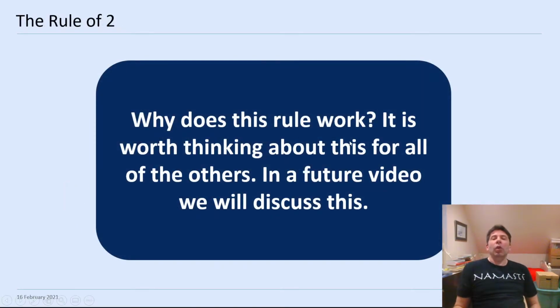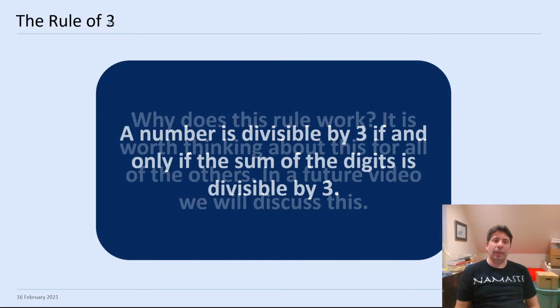So why does this rule work? It's worth thinking about this. We'll cover it in a future video, but it's quite interesting just to think about why it works. You can still use it without knowing why it works, but it's just an interesting question to ask of this rule and the rest of the rules.